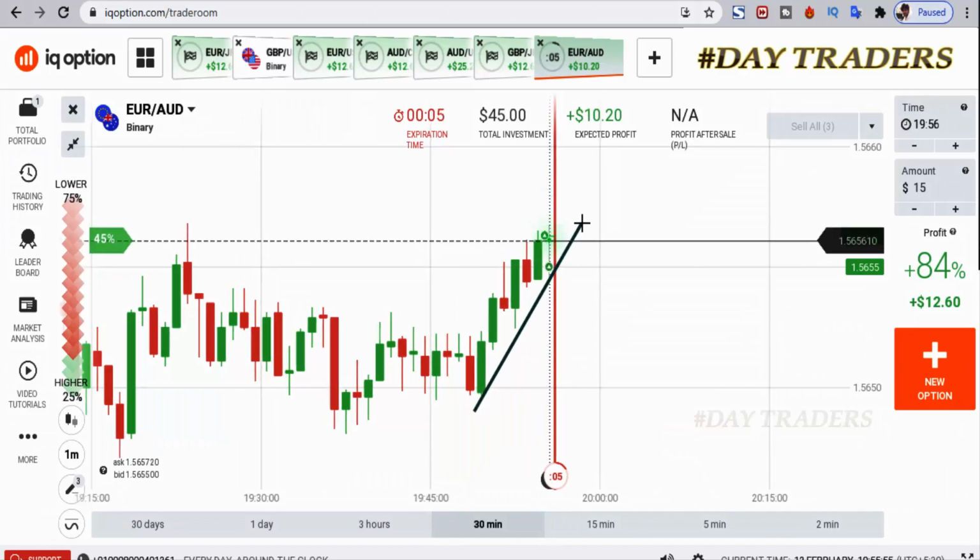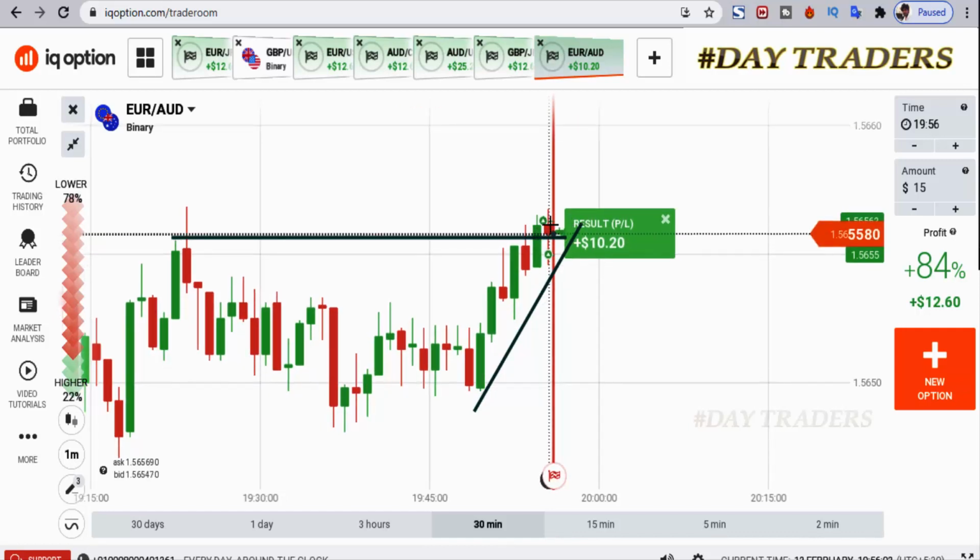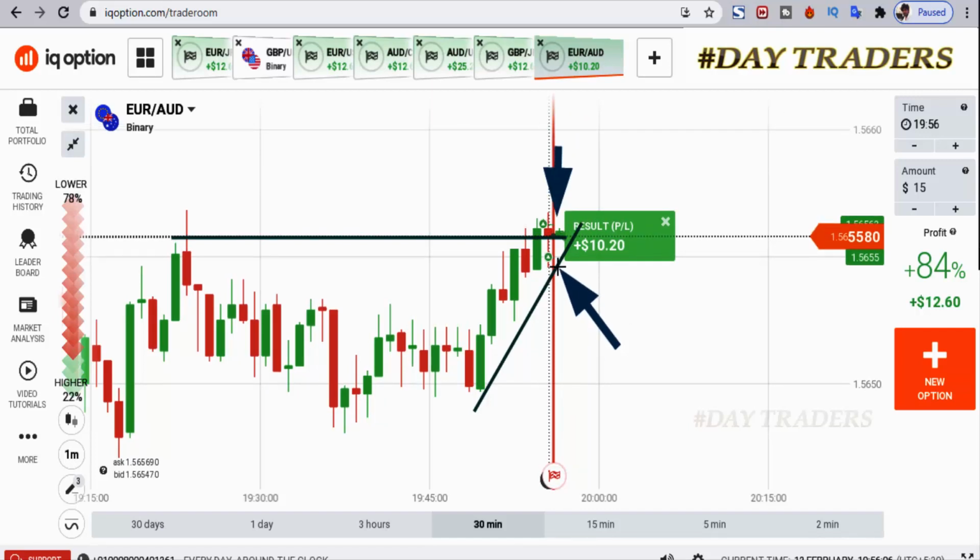is a buyer's entry point, and this is a seller's area. Now I'm expecting a retrace. I'm expecting this type of bearish candle. That's the reason I place another protection trade, and this is also a winning trade.